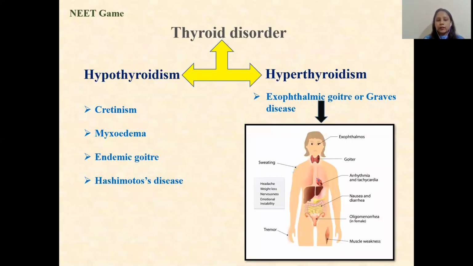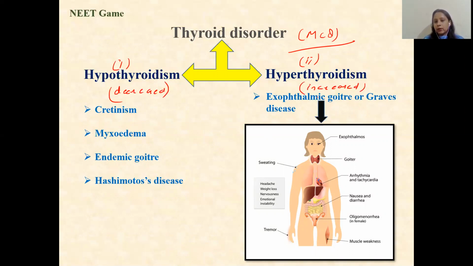Let's go ahead further. A very, very important topic in terms of your MCQs. You will definitely get a question from thyroid disorders. So we will be discussing thyroid disorders in two parts: hypothyroidism and hyperthyroidism. A decreased secretion of the thyroid hormones is hypo, and the excess or increased secretion is known as hyperthyroidism.